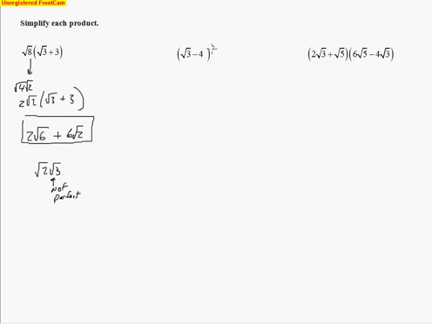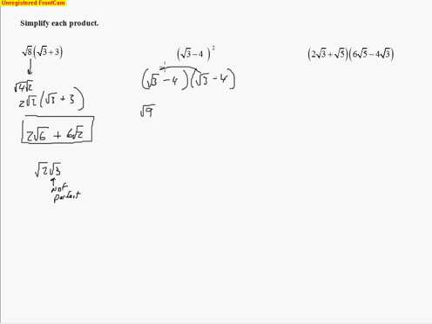On the next one, we're using the FOIL method here. So I've got the square root of 3 minus 4 times the square root of 3 minus 4, because it's 2 of those, because it says it's squared. So I go ahead and use the FOIL method. Square root of 3 times the square root of 3 makes 3, because it makes the square root of 9 to start with. I'll show all those steps here.